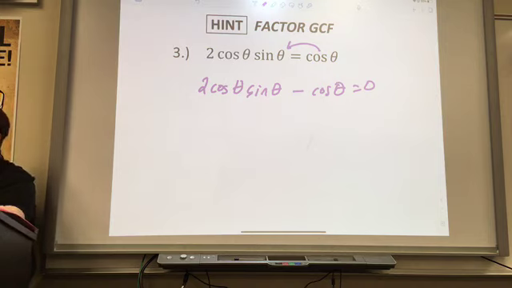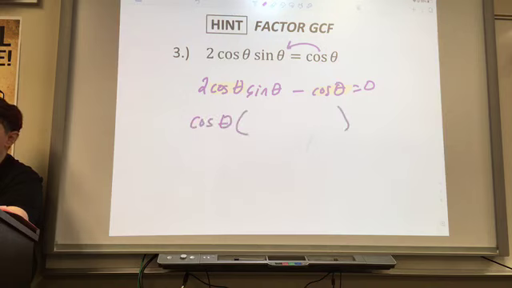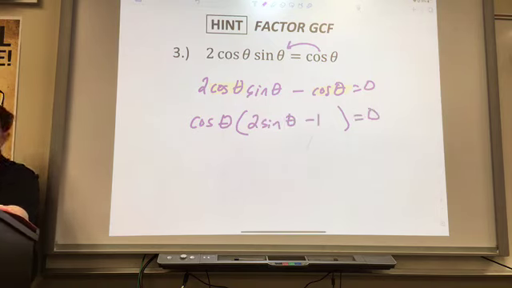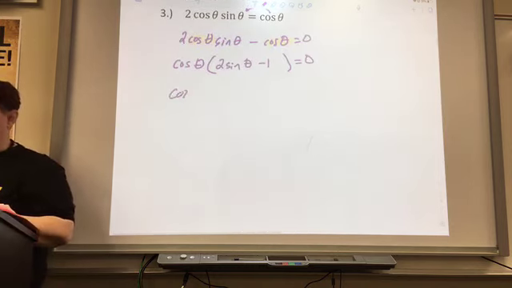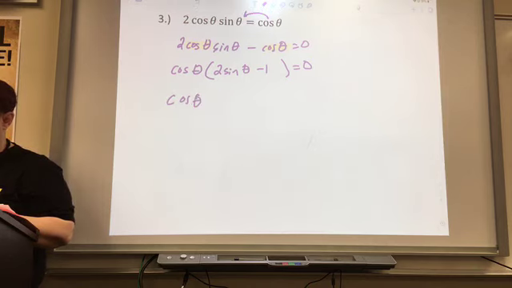So if I didn't already want to bang my head against the wall, now I have to teach you factoring with trig functions. Guys, GCF, what can you take out of both terms? Cosine theta, and what are you left with? Now, once you factor, what do we always do to solve for 0, or to set it equal to 0? Both parts equal to 0. Cosine theta equals 0, and 2 sine theta minus 1 is 0. Add 1 and divide by 2. Sine is 1/2.